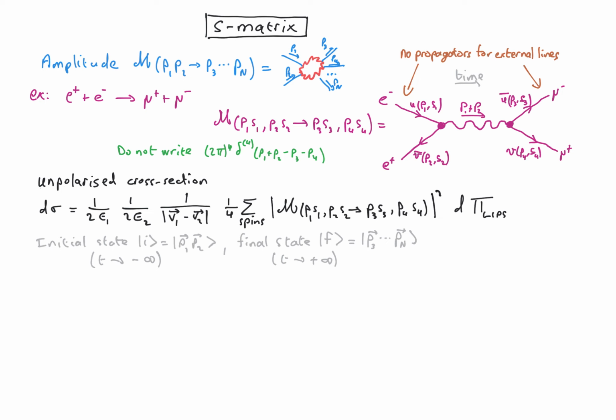So if we set a reference of time t equals 0 when the collision occurs, we see that we need to propagate I, the initial state, forward in time from minus infinity to t equals 0, and F, the final state, backward in time from t equals plus infinity down to t equals 0. And for that, we will be using evolution operators both forward and backward in time.